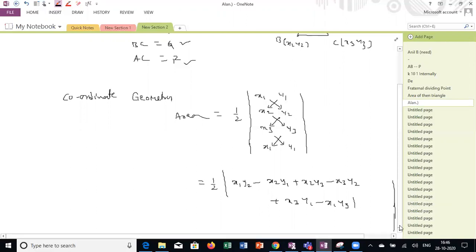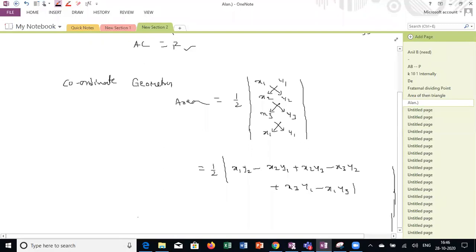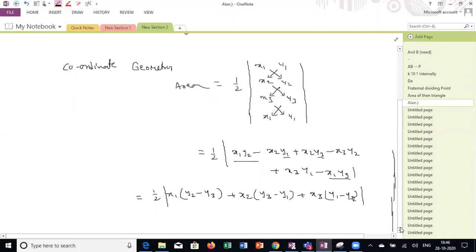If I take x1 common in the expression, it becomes x1 into (y2 minus y3). If I take x2 common, it becomes x2 into (y3 minus y1). If I take x3 common, it becomes x3 into (y1 minus y2). This is also another formula which we can see in our textbooks.